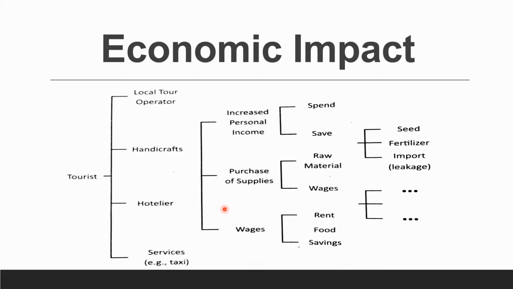The income in the second round may be spent or saved, while the employee who has received payment for services rendered may spend some of it on rent and some on food and may put some into savings. The money spent on supplies in the third round of spending goes for such things as seed, fertilizers, and imported raw materials. Any income spent on imports has leaked out of the local economy. This process continues until the additional income generated by a new round of spending essentially becomes zero.